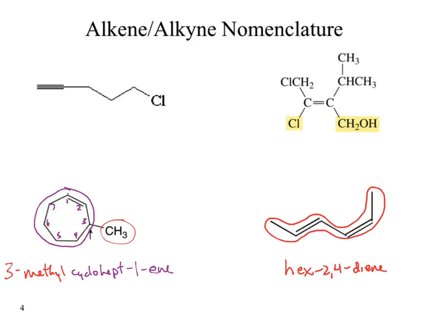So it has to be a cycloheptane. We have a methyl group outside of it, and then we have to decide how we number our ring structure. Which is a higher priority, the alkene or the alkane? The ene. So the alkene needs to get the lowest number when we're numbering our chain.